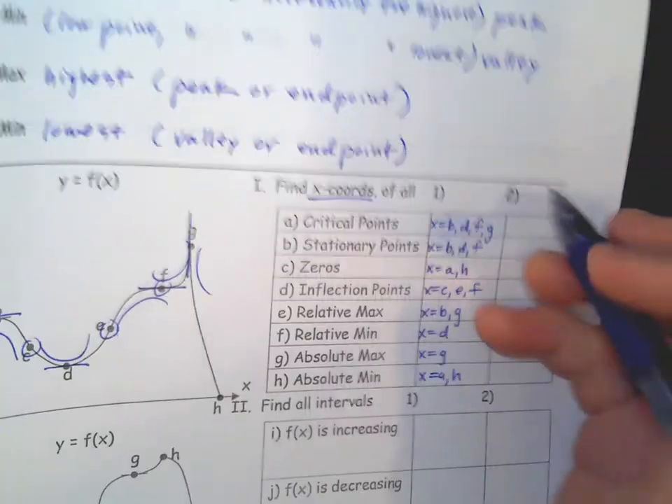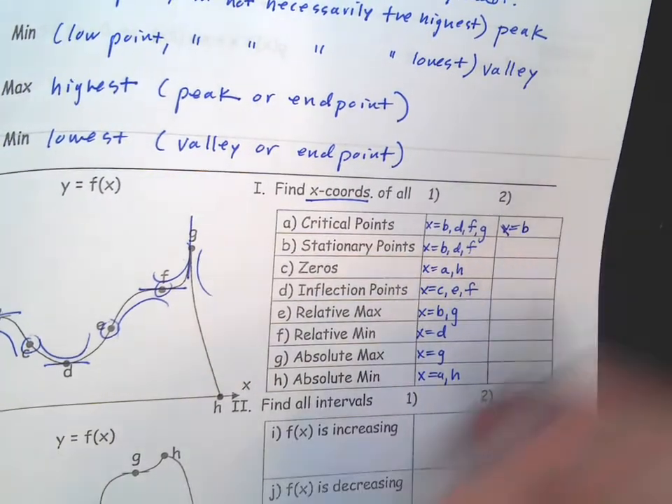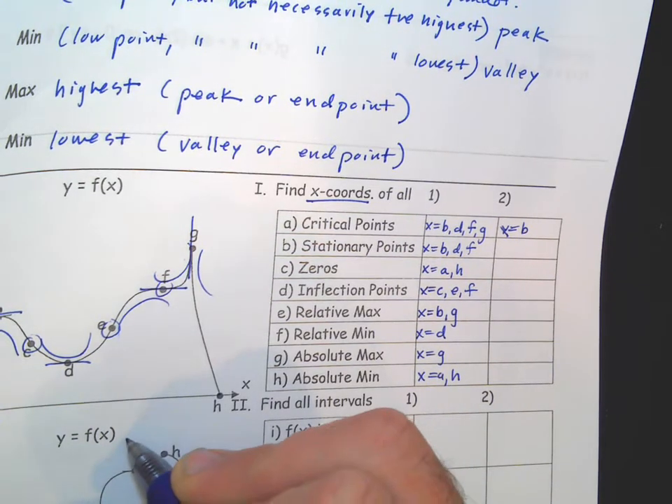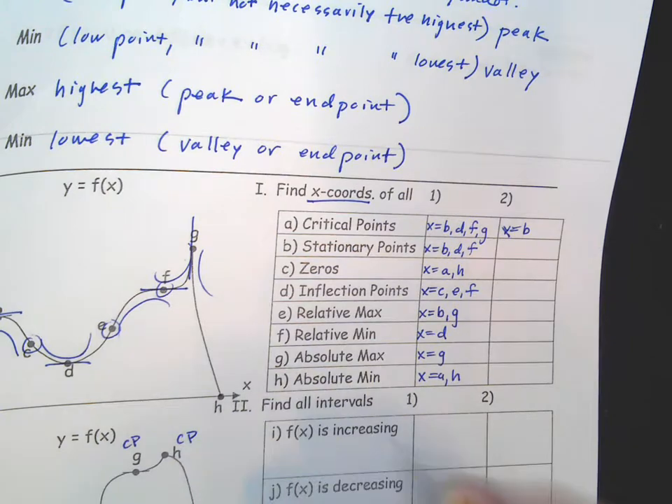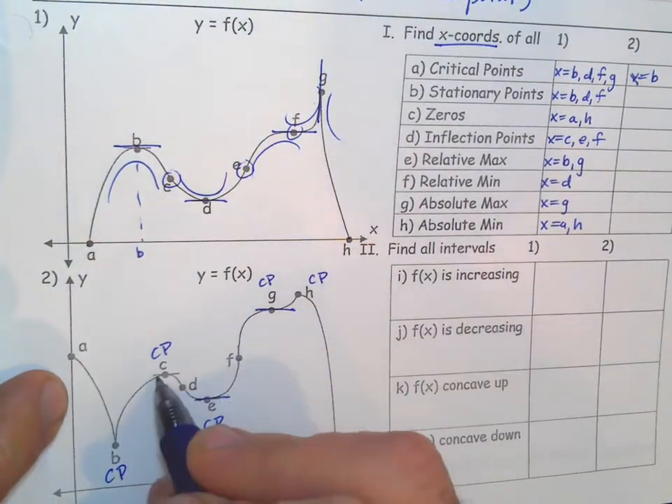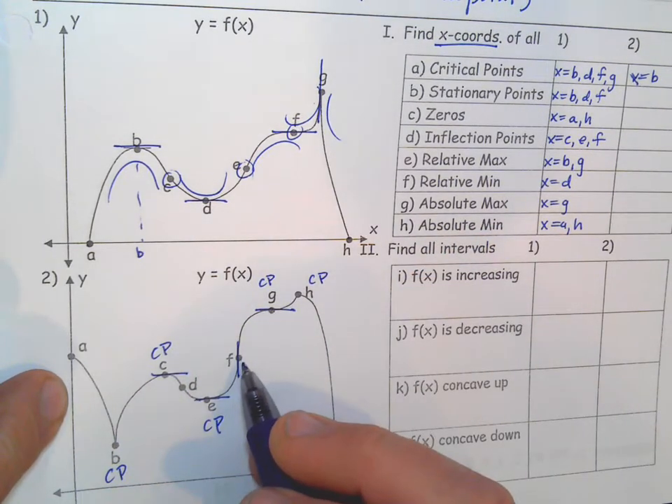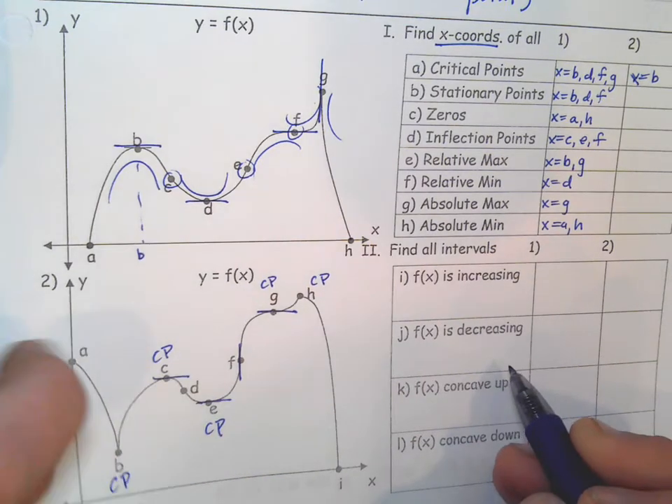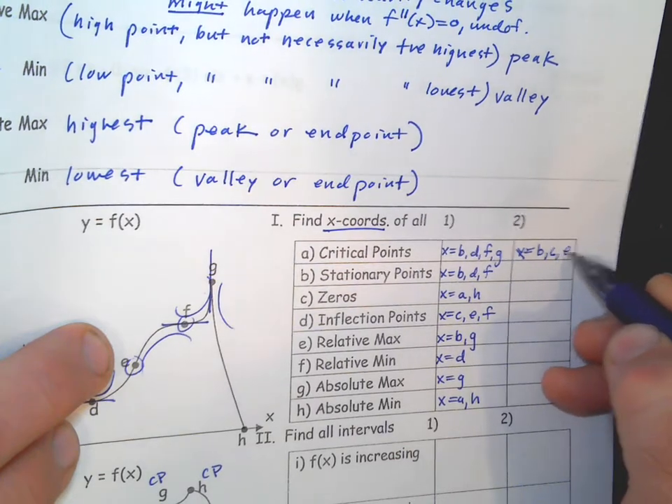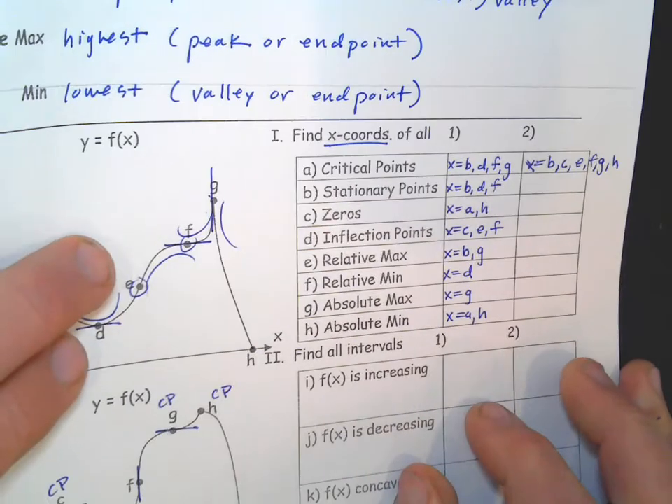Okay, critical points are going to be x equals B, C, E, H, G, and H. So all of those are critical points because the slope is either flat. Oh, F. F is a critical point. That one could slip through because it's a vertical tangent or a cusp or a corner. So B, C, E, F, G, H. Those are all critical points.